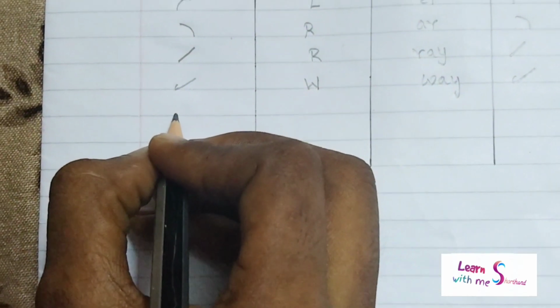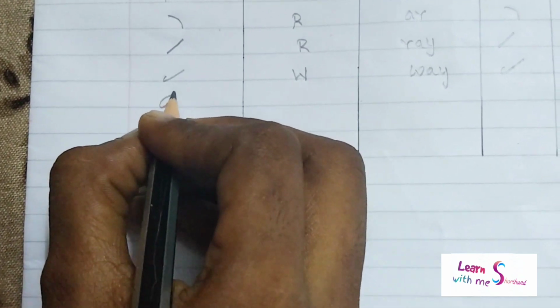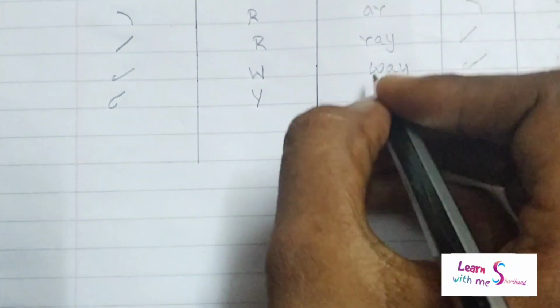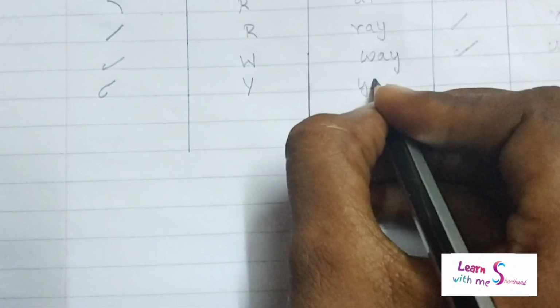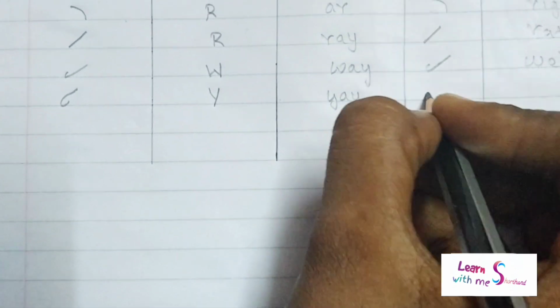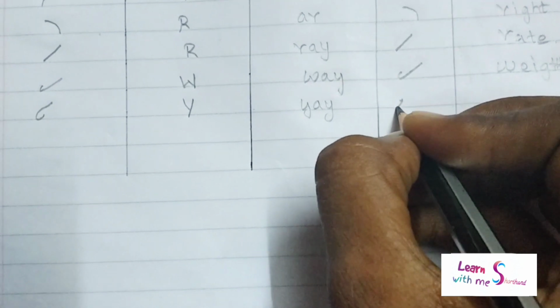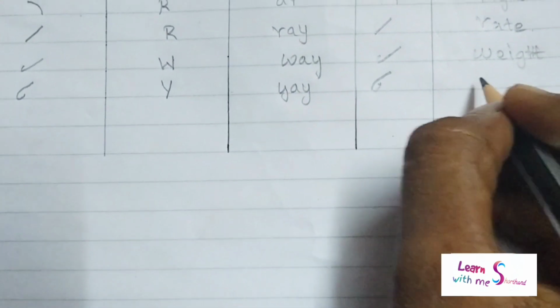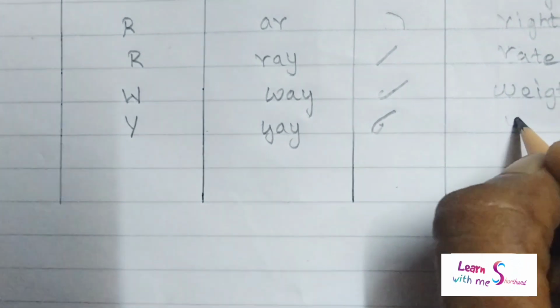The next stroke is yay. The letter is Y and the pronunciation is yay. Direction is same as way. And the example word for Y is yet.